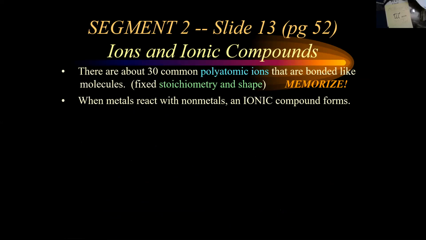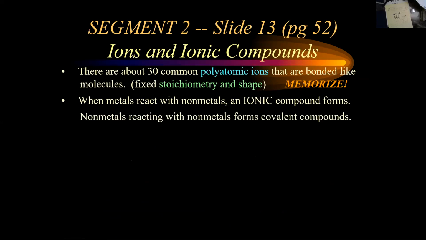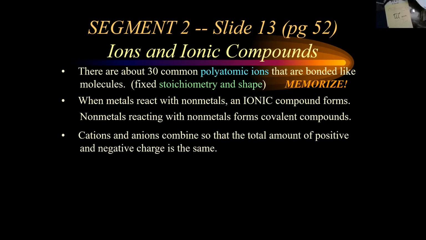Now, when metals react with nonmetals, they form an ionic compound. And they're held together by electrostatic forces. And that's what we mean by ionic bonding. Nonmetals also stick together sometimes to form covalent compounds. Like, for example, carbon and oxygen can make CO, or they can make CO2. It's not ionic, but it's not an ion.